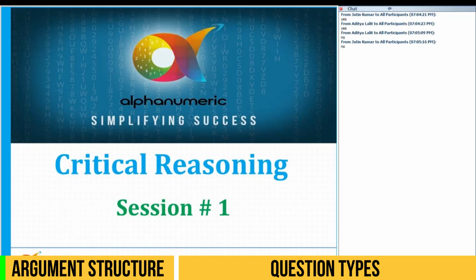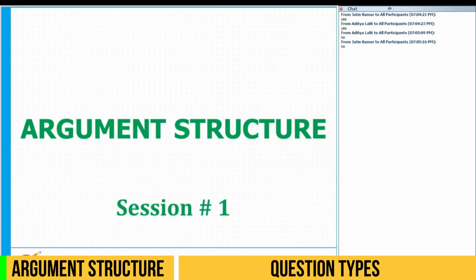This topic is going to come in handy if you are preparing for GMAT as well, because in GMAT verbal, one third of the paper is based on critical reasoning. Now, for critical reasoning questions, before I actually show you some questions, you need to first understand the structure. You need to understand the argument structure.